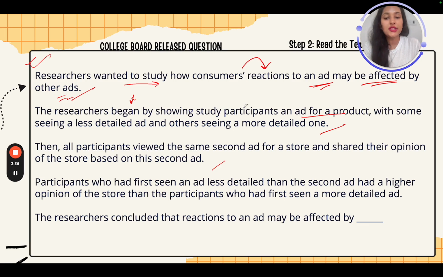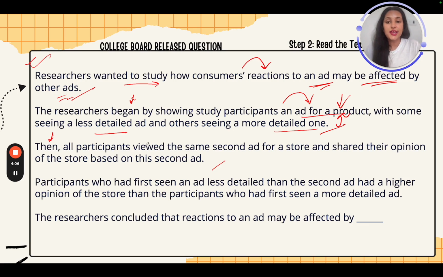So the first thing that they did was they showed the participants an ad for a product, "with some seeing a less detailed and others seeing a more detailed one." So here the participants are divided into two parts, right? Some participants are seeing an ad which is less detailed and the other participants are seeing an ad which is more detailed. But the ad is on the same product, just that one is more detailed and the other is less detailed.